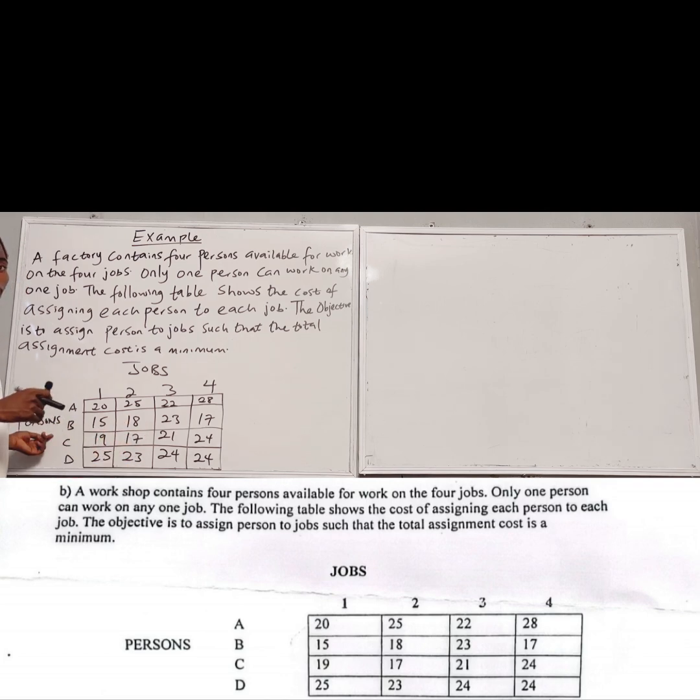So this is the people or persons assigned to what? Assigned to jobs. That is, these persons A, B, C, D are assigned to these jobs 1, 2, 3, 4. So this is the table for it. So how can we solve this assignment? This is an assignment problem.